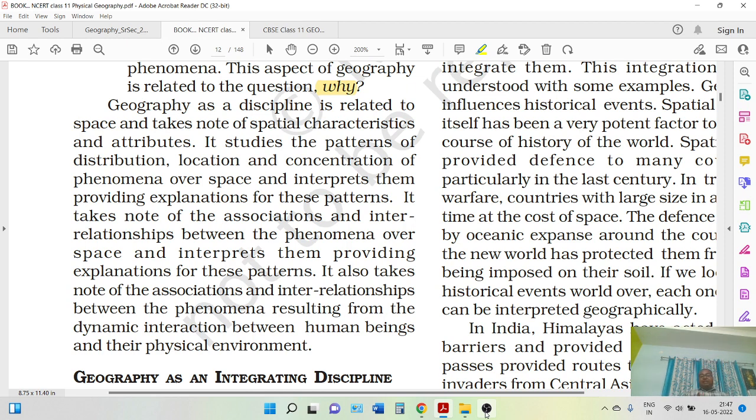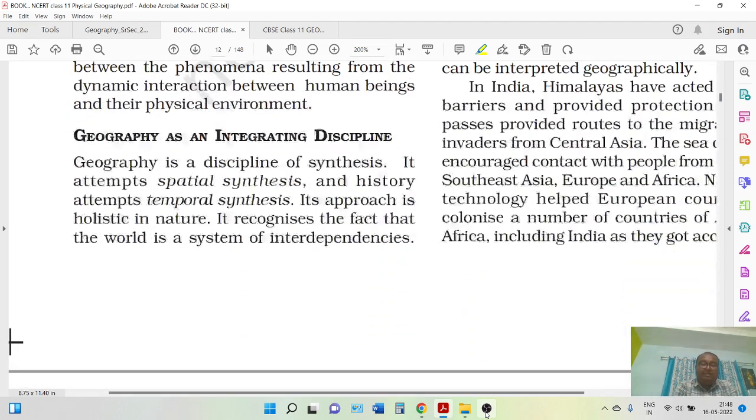So I hope till this much it is more or less clear what things we will consider in geography. Next, we can move to the next part: geography as an integrated discipline. How can we say that geography is an integrating discipline? Okay.